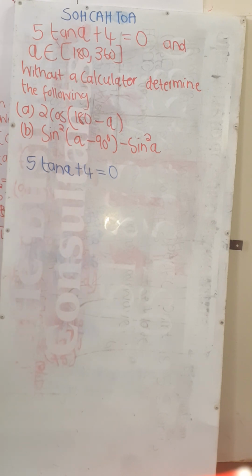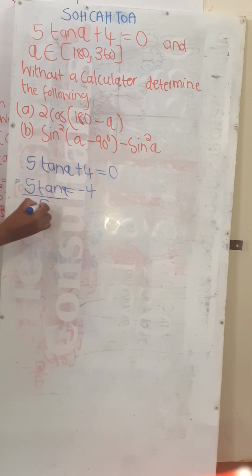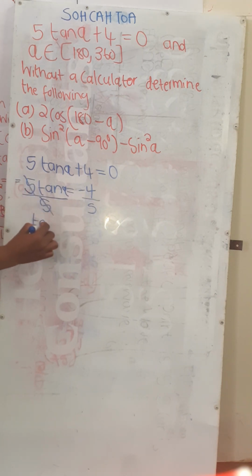So this is the equation that we're given. It's not usual for this type of question, and you're like, what is happening here in the exam? Because this is a previous question paper. I have just written it down on the board. So we're going to say 5 tan alpha equals negative 4. We want tan alpha by itself, so we will divide by 5 on both sides. And then tan alpha equals negative 4 over 5.